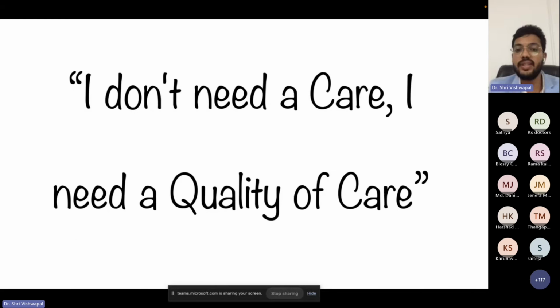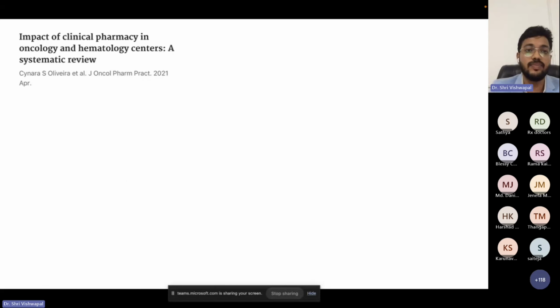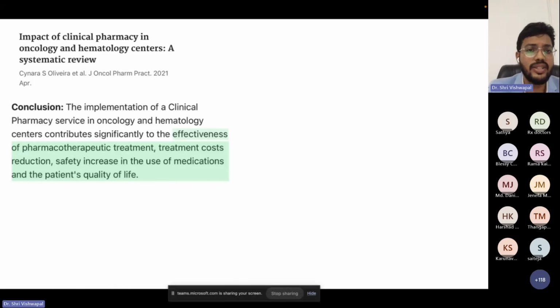So this quality of care is given through a multidisciplinary team. The multidisciplinary team consists of a clinical pharmacist who plays a very major role, from the time of admission to the time of discharge. There's an article that suggests the impact of clinical pharmacy. This article suggests that clinical pharmacists significantly contribute to the effectiveness of pharmacotherapy treatment, reducing the treatment cost and improving the safety of the medication.